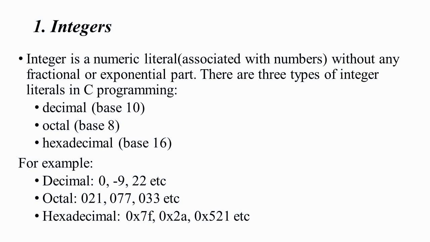Hexadecimal: 0x7f, 0x2a, 0x521 etc. In C programming, octal starts with 0 and hexadecimal starts with 0x.